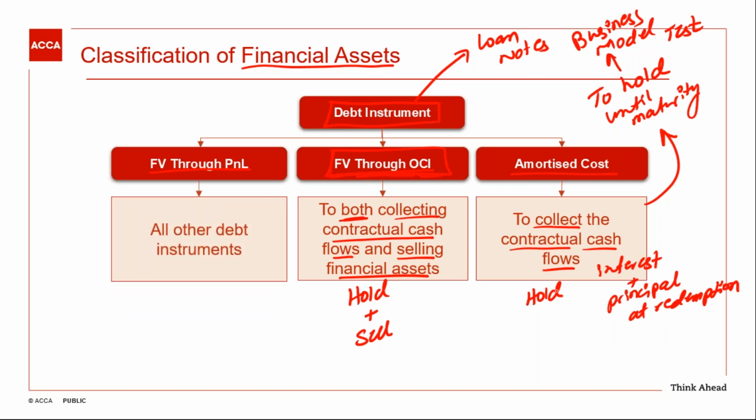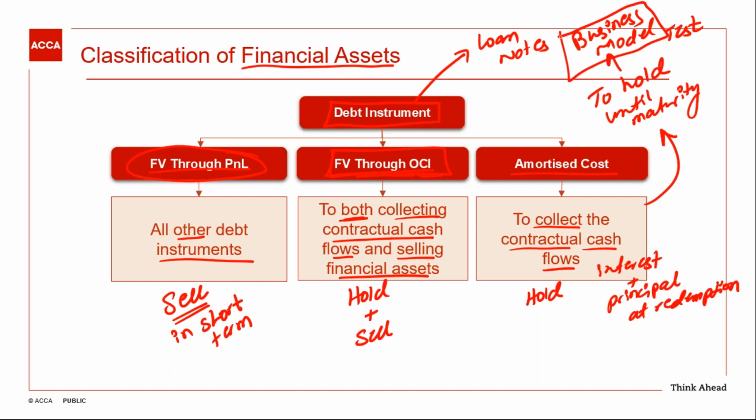And if my intention is other than these two, then all other debt instruments will be classified in the fair value through P&L, which mainly means that my intention is to sell in the short term. So if my intention is to sell in the short term, P&L; hold and then sell, OCI; hold till maturity, amortized cost. So the classification will change according to the intention. And when we say intention, we mean the business model. The word business model means the intention.